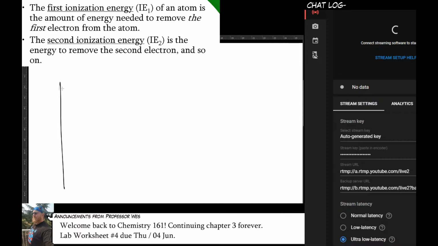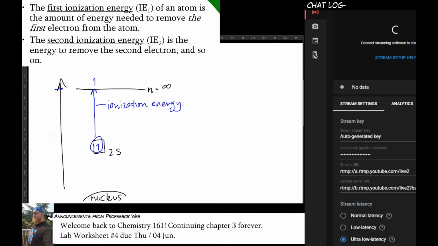So, if I have my energy diagram here, and here's n equals infinity. Here's the nucleus. And I'm just going to put some orbital in here. It doesn't matter what this is. Moving my electron up to n equals infinity represents the ionization energy. And so for this diagram, however much energy this was to get from here to here would be the ionization energy.